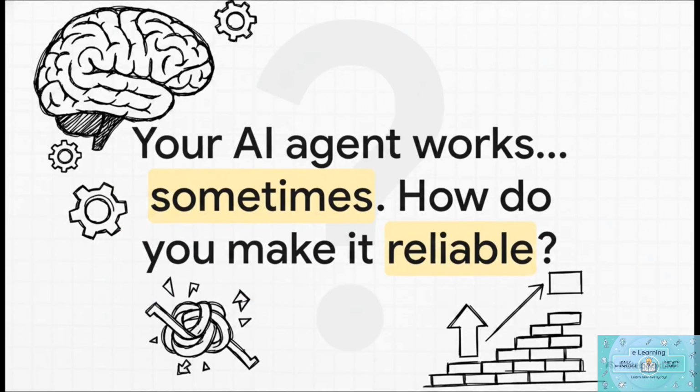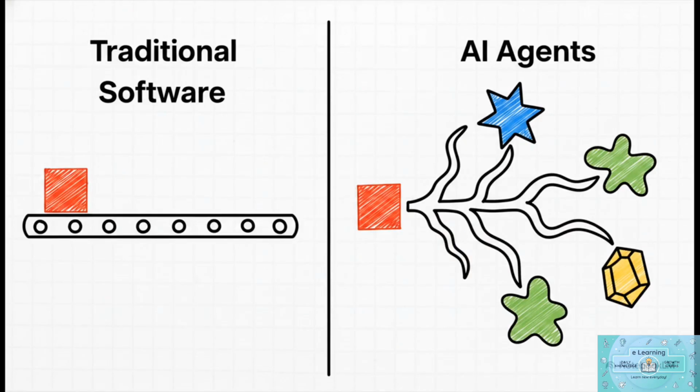So, picture this. You've built an incredible AI agent. It's smart, it uses tools, but, and it's a big but, it only works sometimes, right? This inconsistency is the absolute core of the problem. So how do we move past just crossing our fingers and hoping for the best and actually start engineering for real reliability? And here's why the old rulebook just gets tossed out the window.